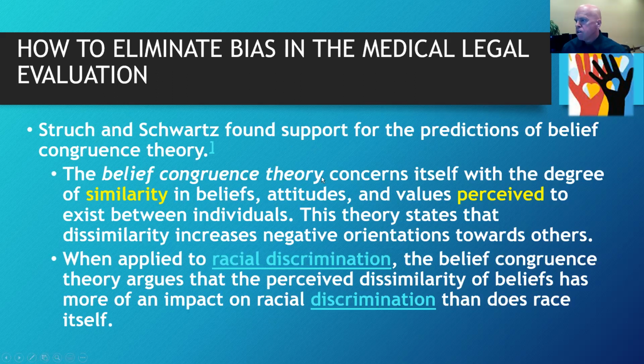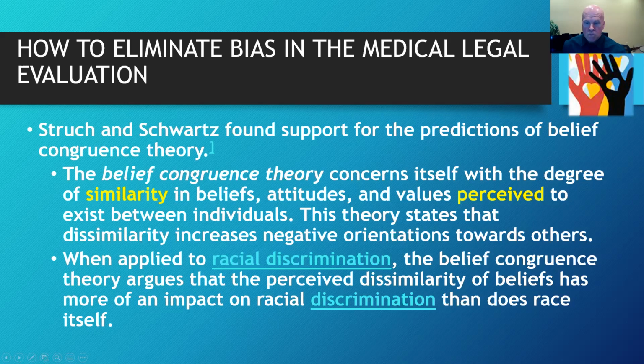The belief congruence theory concerns itself with the degree of similarity of beliefs. People who believe like we believe, have similar beliefs to us, fall in our in-group. People who have beliefs dissimilar from ours fall in our out-group. So it's based on similarity in beliefs, attitudes, and values that we perceive to exist between us. They may not be actual, but it's how we perceive the similarity of beliefs to be. This theory states that dissimilarity of beliefs increases negative orientations towards others.